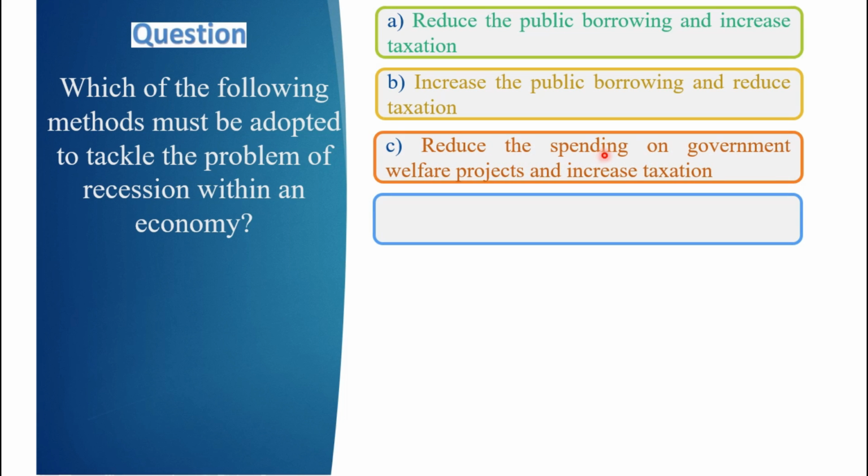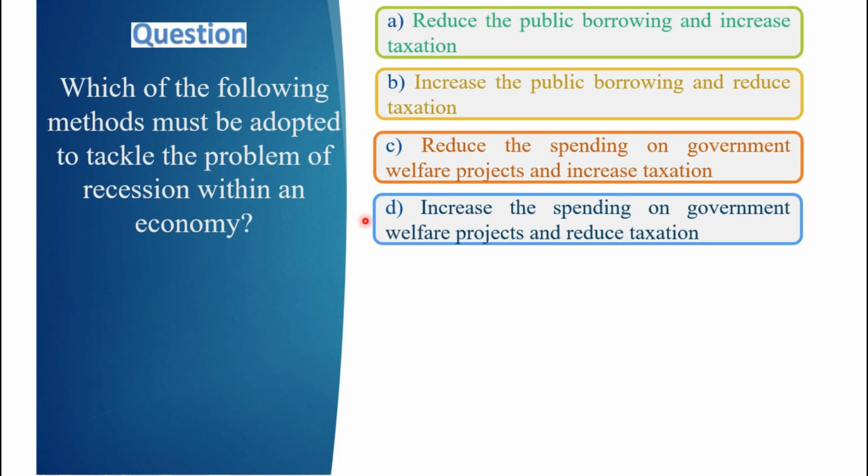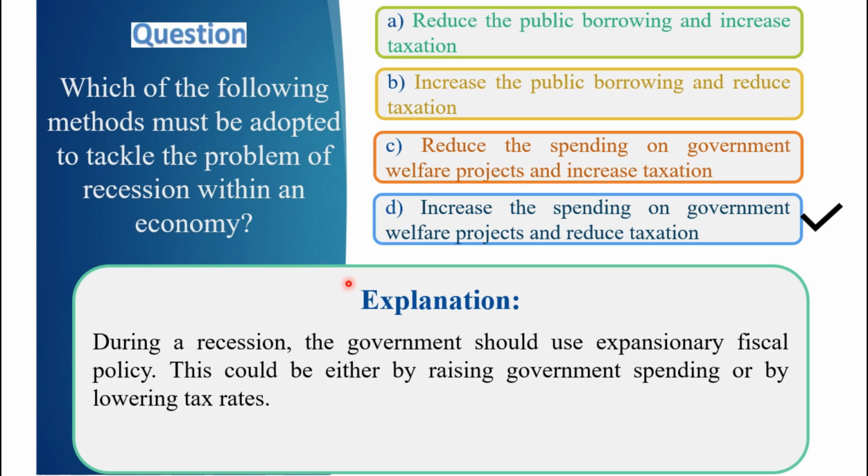Option number C, reduce the spending on government welfare projects and increase taxation. Option number 4, increase the spending on government welfare projects and reduce taxation. And the correct answer for this question is option number D, increase the spending on government welfare projects and reduce taxation.